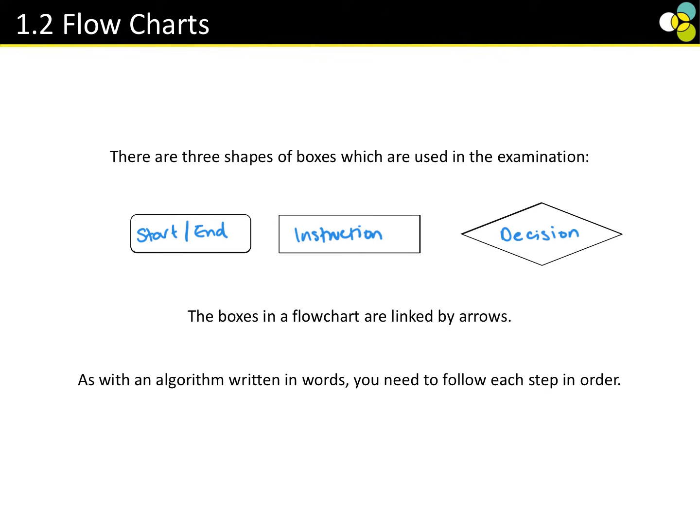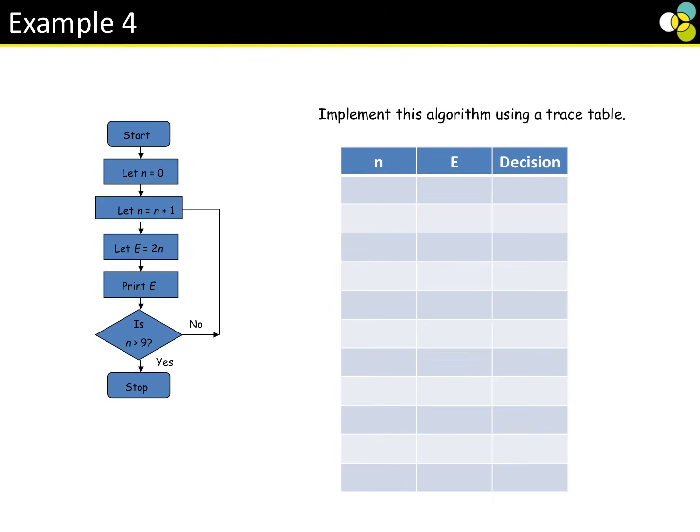So here's a nice example for you, okay? Start. Let n equal 0. Great. Let n equal n plus 1. 0 plus 1 is 1. Let e equal 2n. 2 times 1 is 2. Print e. Done. Is n greater than 9? No.